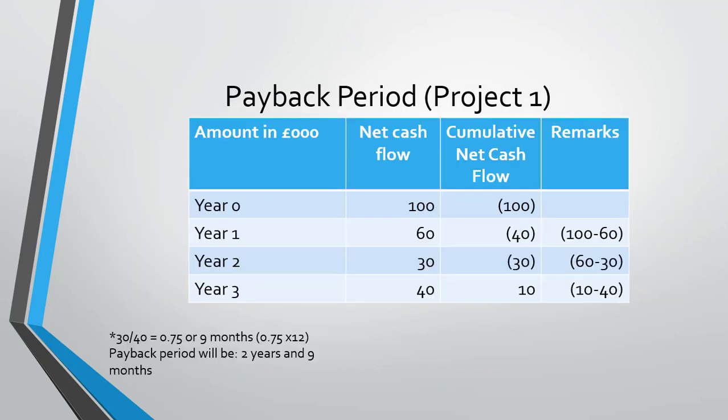Now for the payback period, you just have to consider the net cash flow. In year 0 we have 100,000, year 1 60,000, year 2 30,000, and then year 3 40,000. So for the cumulative cash flow, you can see year 0 is 100, year 1 is 60. You can see the remarks there, the difference between the initial investment less the first year's inflow, and then in year 2 you have 30,000. You can see the calculation there, negative 30. So it's from the 60,000 previously, less 30, right?